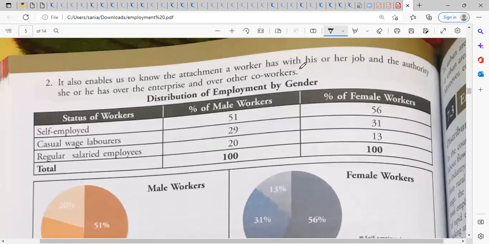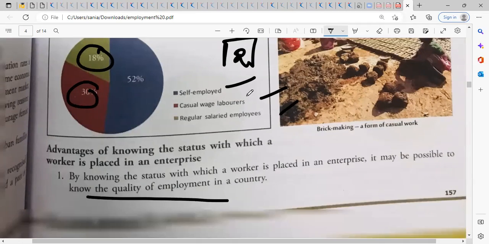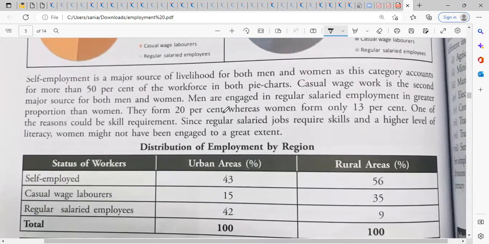And also because of this, you get to know the attachment a worker has with his or her job, and the authority he or she has over the enterprise. For example, if most of the people are engaged as casual workers, they don't have any attachment because this is a construction site. Why would they attach themselves to that construction area? This is not permanent, so they do their work, get their money, and go back, right? They don't have any attachment with the company. But if I'm working for a company, I will give my 100% because I know if I work hard, I will get a promotion, right? So these are the two reasons why you should know the employment status of any country, right?